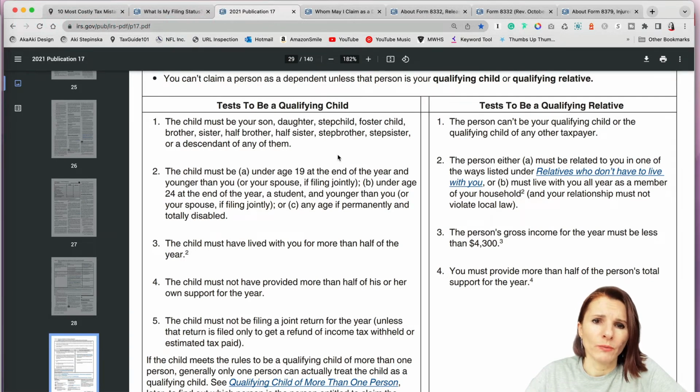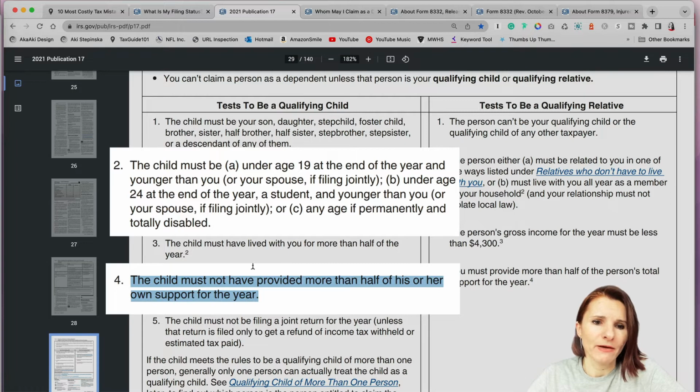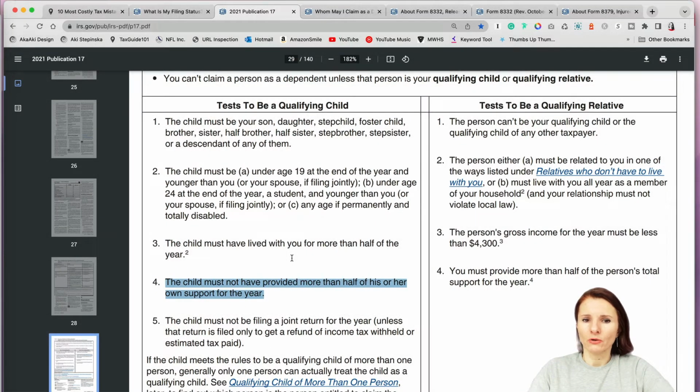And maybe you have a child that's under 24 years old and a college student, and it seems like they could be a dependent, but let's say the child provided more than half of his or her support, and they're making enough money to really not be your dependent anymore, and they should be claiming themselves. So in that situation, claiming them would be incorrect.